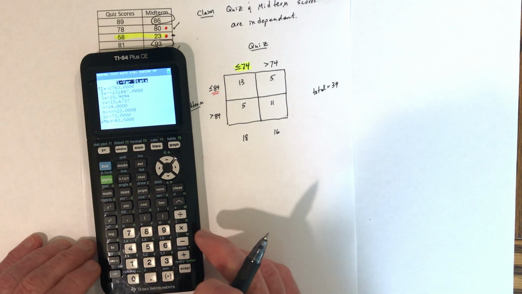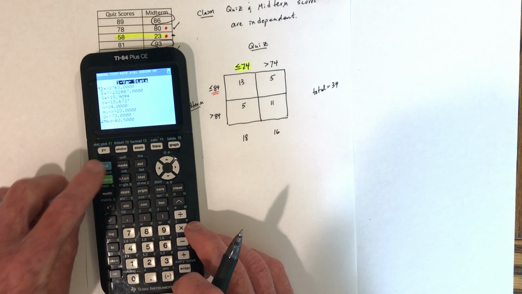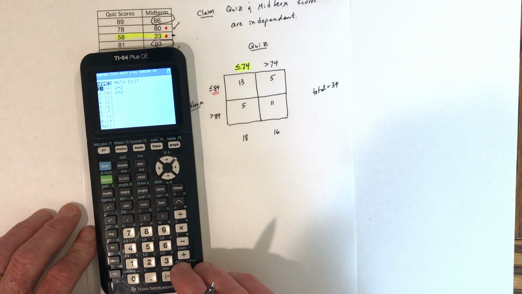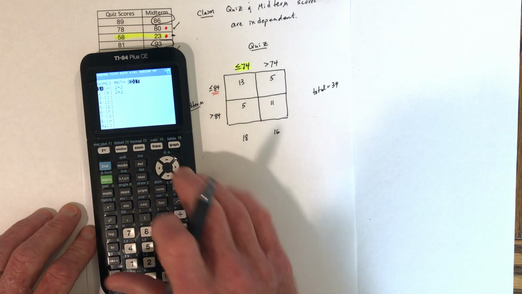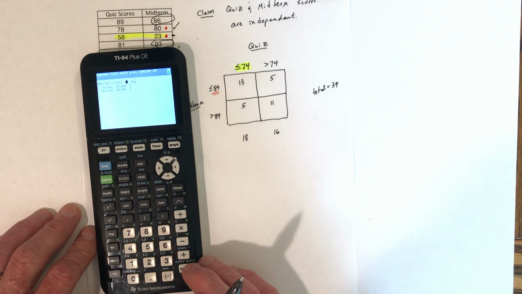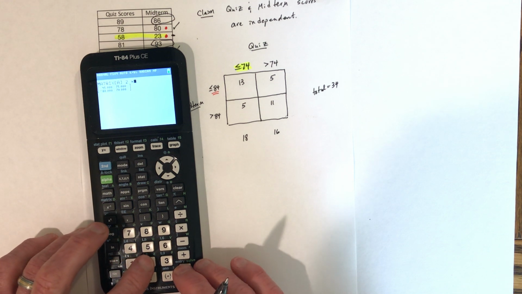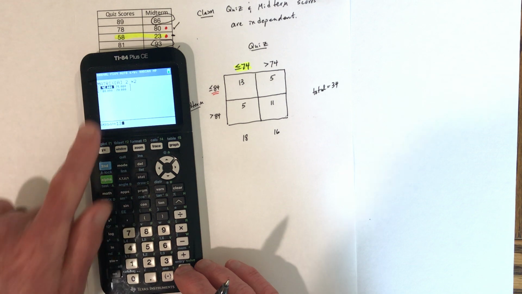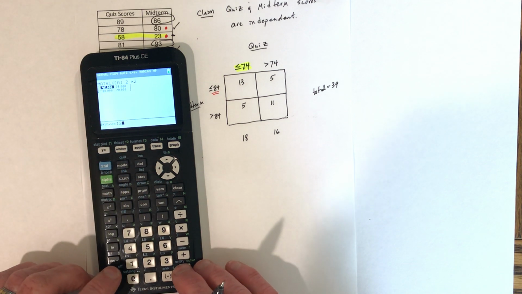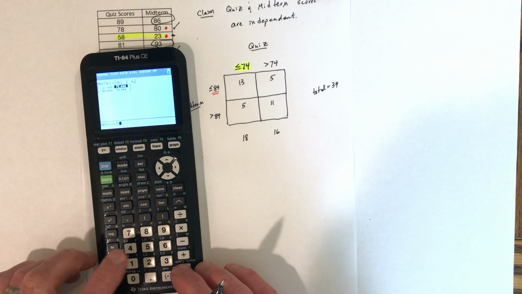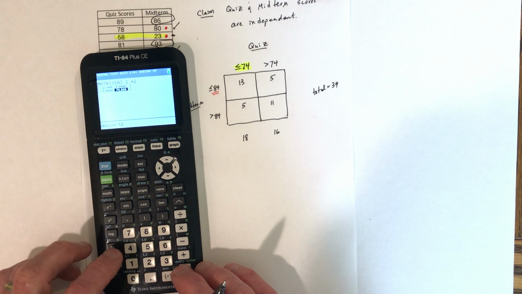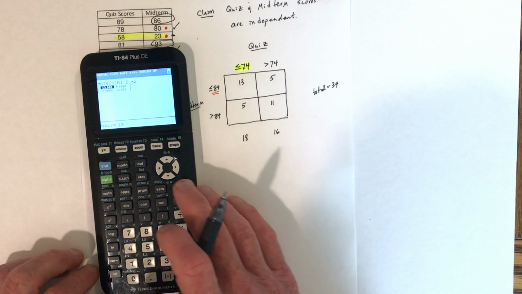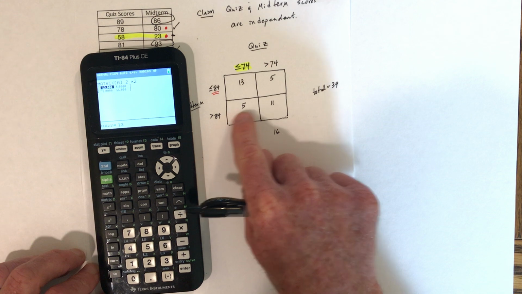So you go to second matrix and then go to edit. And this is a 2 by 2 matrix. So just ignore the numbers that are in there. I'm just going to type over them. 13 and 5 and 5 and 11. So 13, 5, 5, and 11.